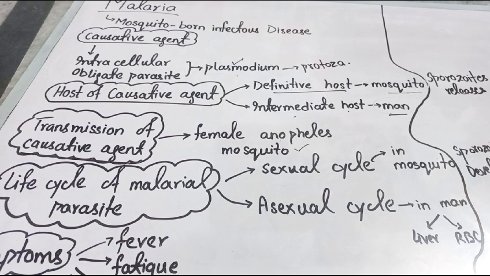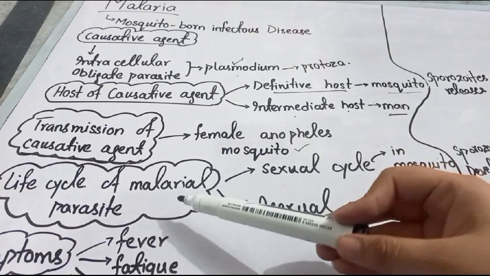So why is only the female mosquito responsible for the transmission? The answer is that the male cannot suck the blood from the human being. That is one reason, and the other reason is that the female needs blood. Females suck the blood in order to nourish their offspring. So in order to provide nutrition to their next generation, they suck blood from the human being, and the female is responsible only for that.